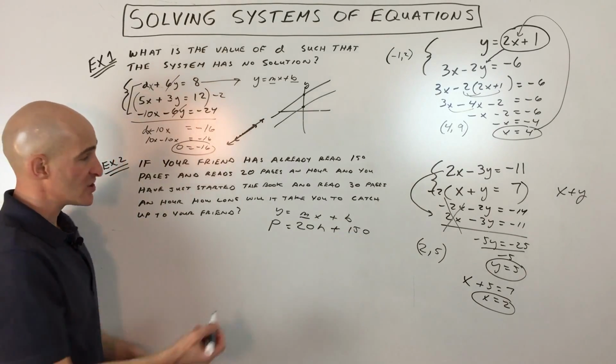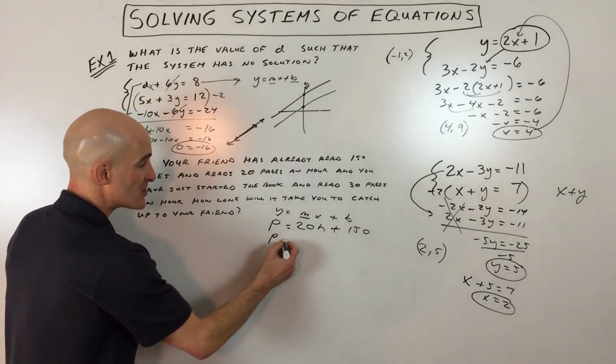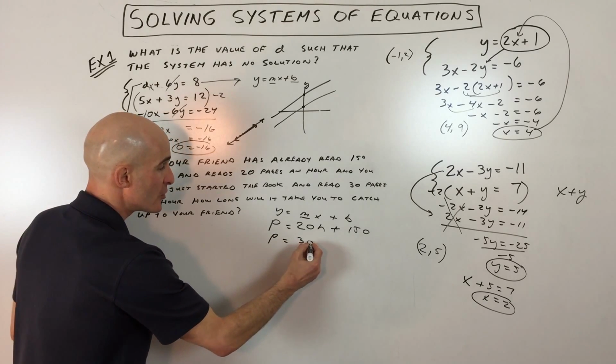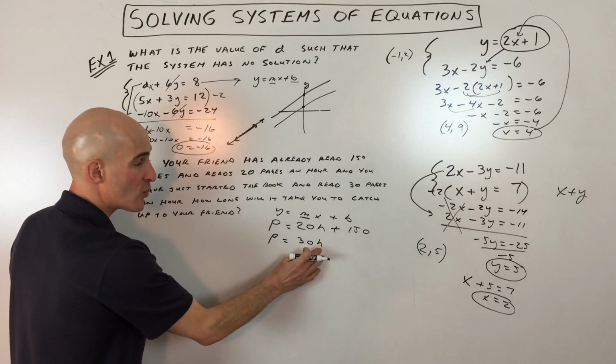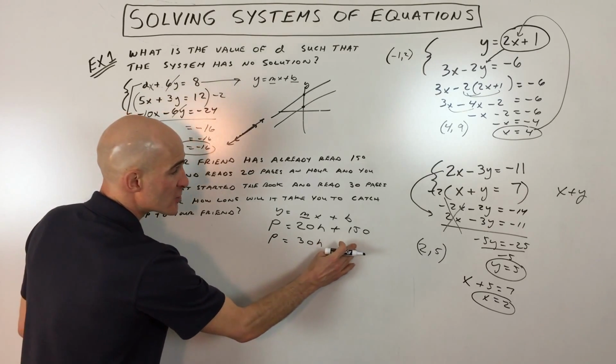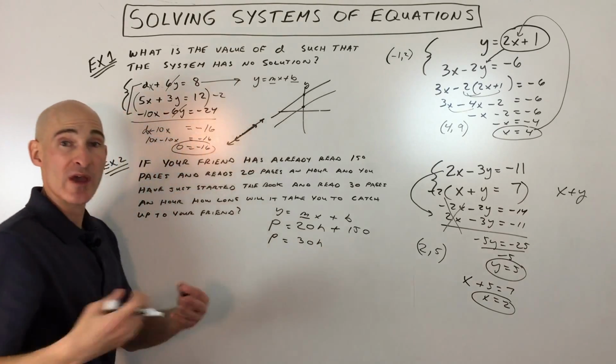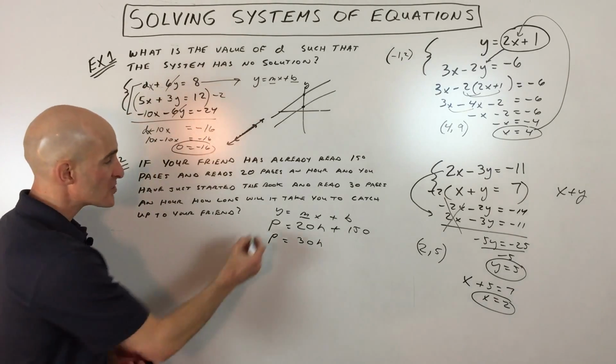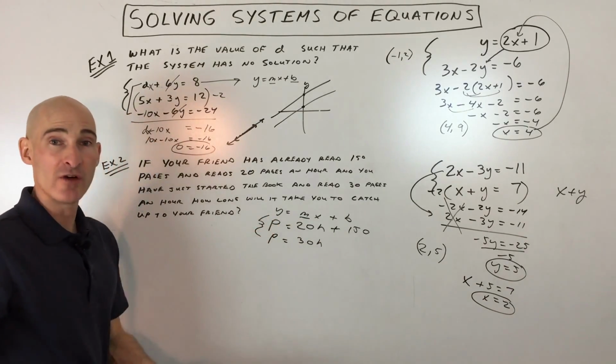Now the second equation is relating to how many pages that you read, and you read 30 pages per hour. So if it's 2 hours, you will have read 60 pages, 3 hours, 90 pages. But your initial condition, your b value, is 0 because you haven't started the book yet, right? Okay, so this is our system right here. We want to solve the system.